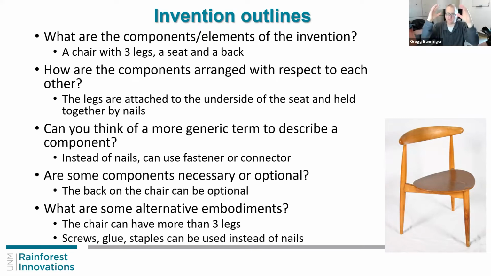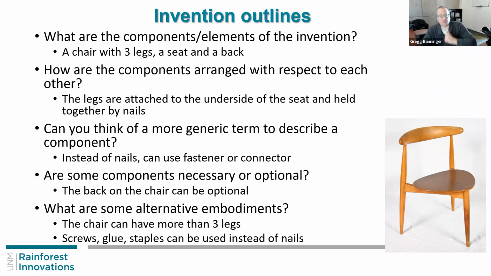Patents tend to be written very broad, and then they get narrowed down to the exact invention or embodiment that you may have. It's also at this point that you think of alternative embodiments. Can it have more than 3 legs? Yes, it can. So maybe in your outline, you wouldn't want to think about just having 3 legs.